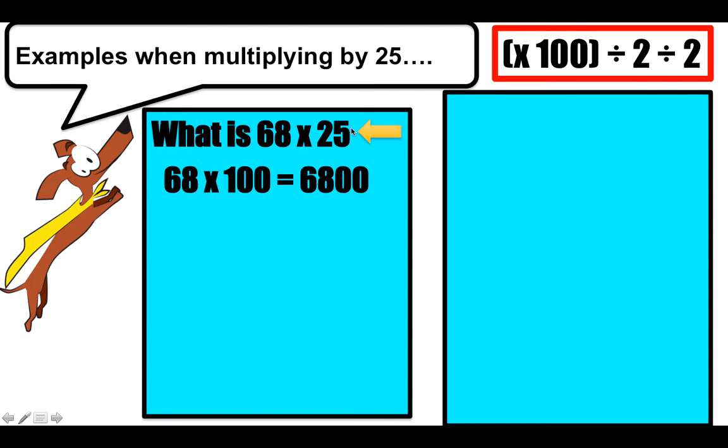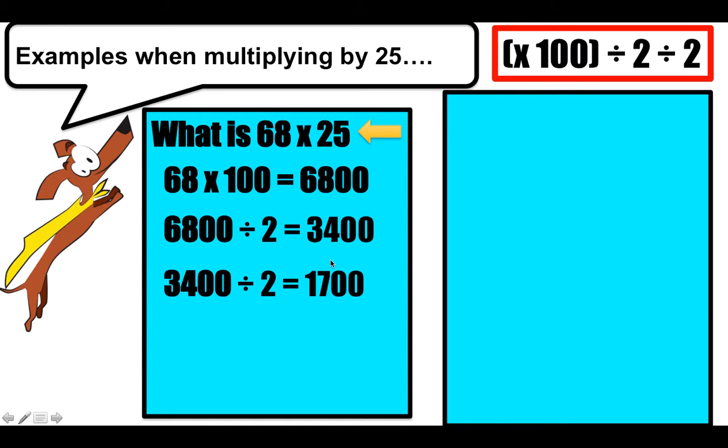Remember, we want to find what is 68 times 25 though, so we now need to divide our answer here by 2 and then by 2 again, finding the half and then finding the half again. So 6,800 divided by 2 would be 3,400, and then 3,400 divided by 2 will be 1,700. So my answer logically follows that 68 multiplied by 25 is 1,700.